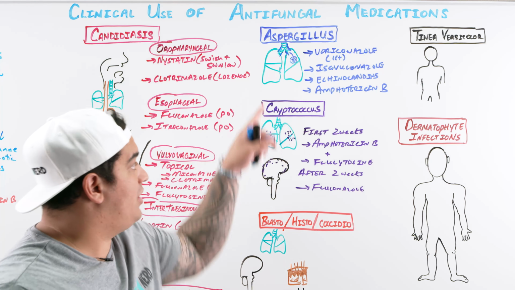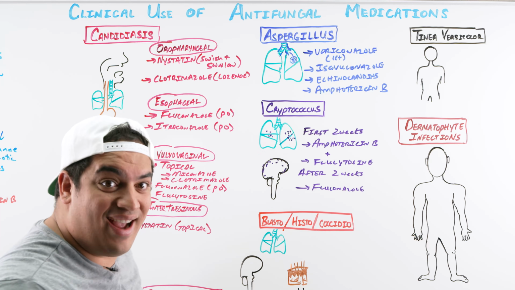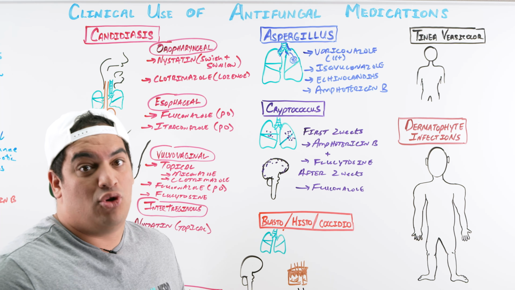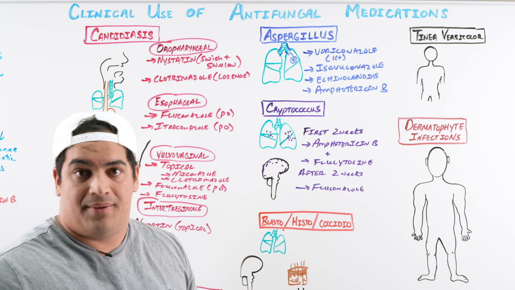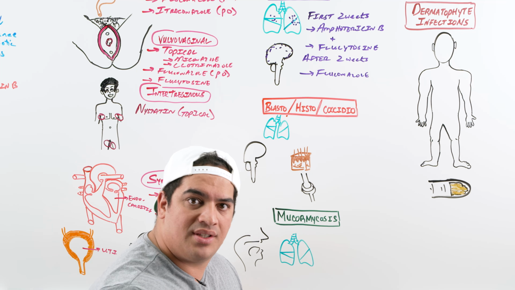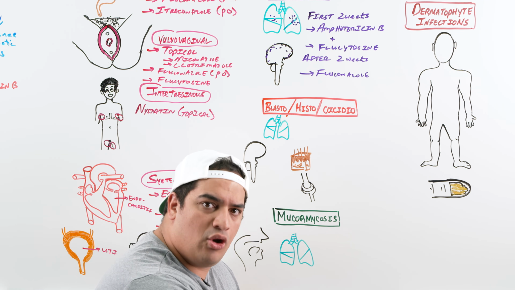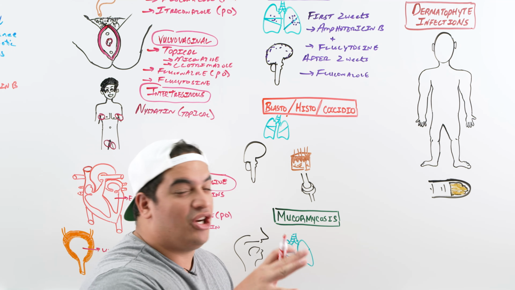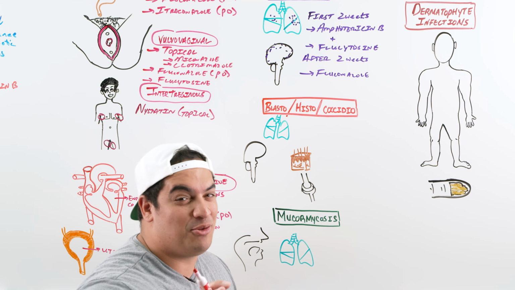So far we got Aspergillus, we got Cryptococcus, and we covered all the candidiasis. Let's come down, talk about our endemic fungi, and then we'll talk about the really nasty mucormycosis, and then some dermatophyte infections. All right, so the next one, blastomycosis, histoplasmosis, coccidiomycosis. Generally, these are endemic, so they're dependent upon the geographical area, which is a little bit beyond the scope, so we're not going to go into that.